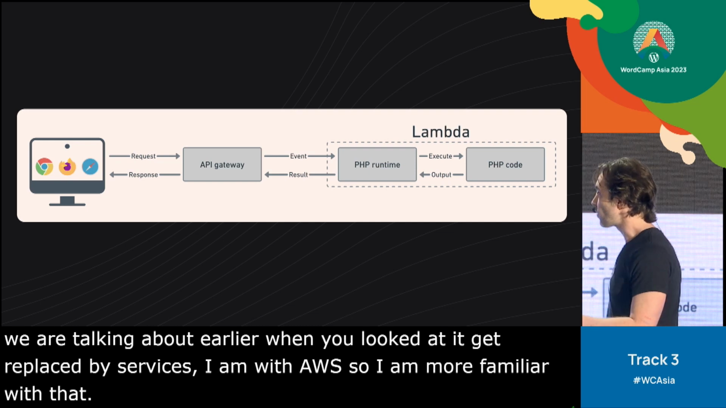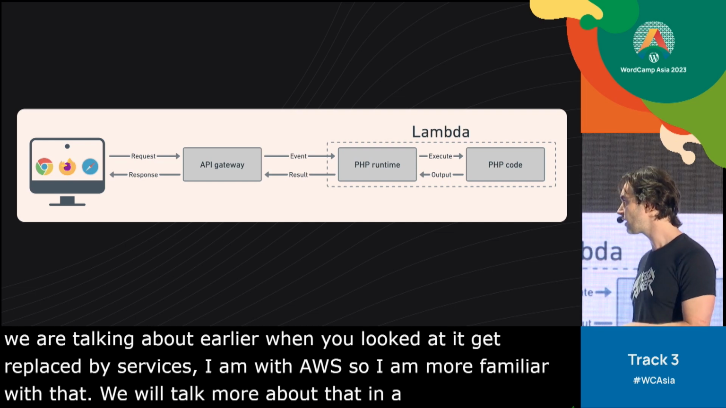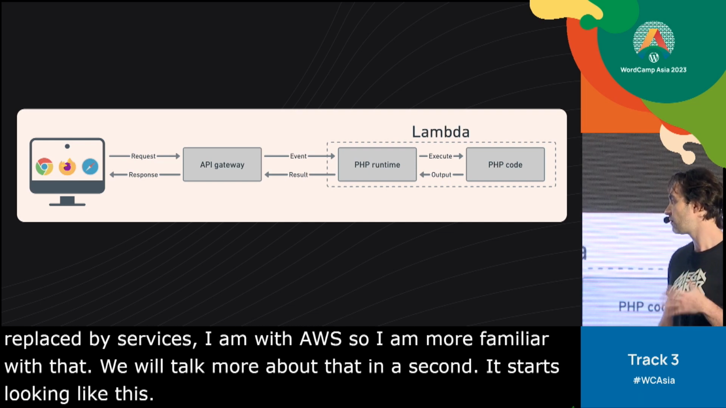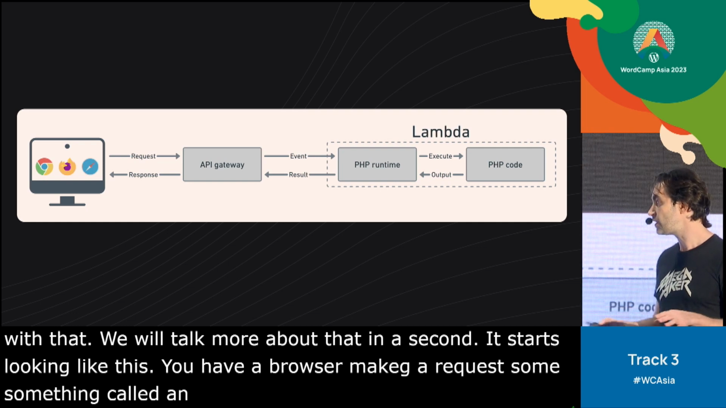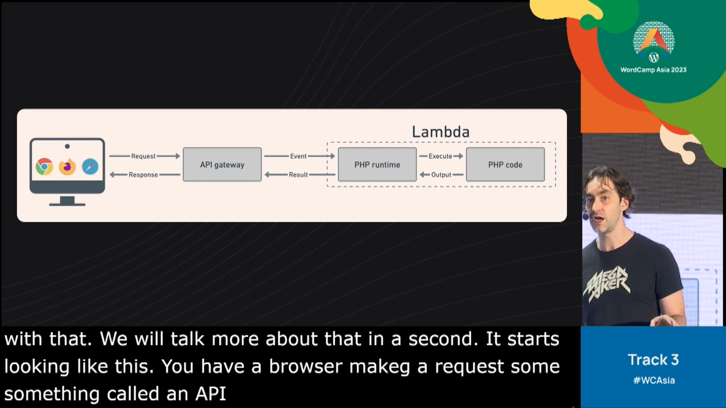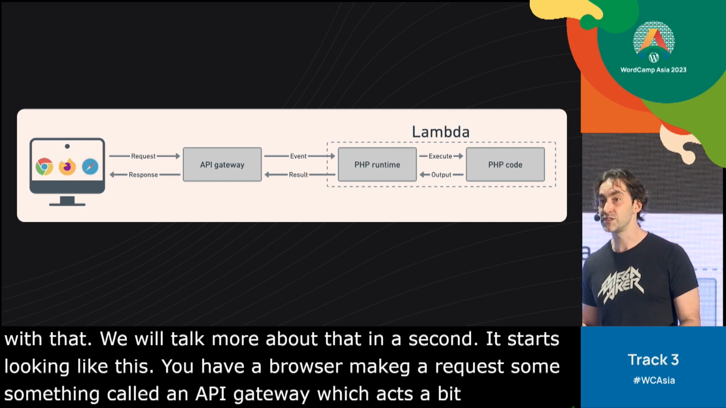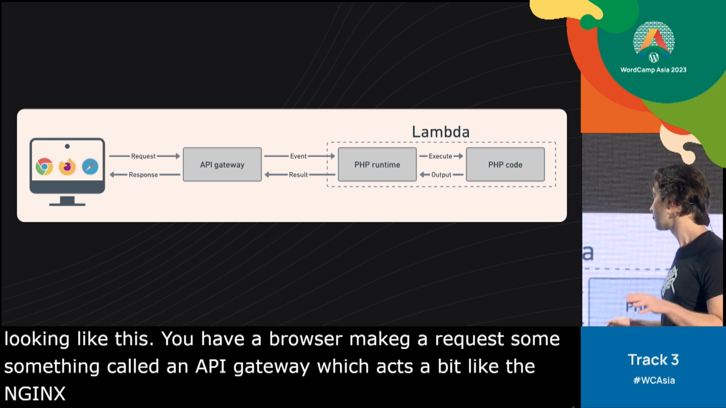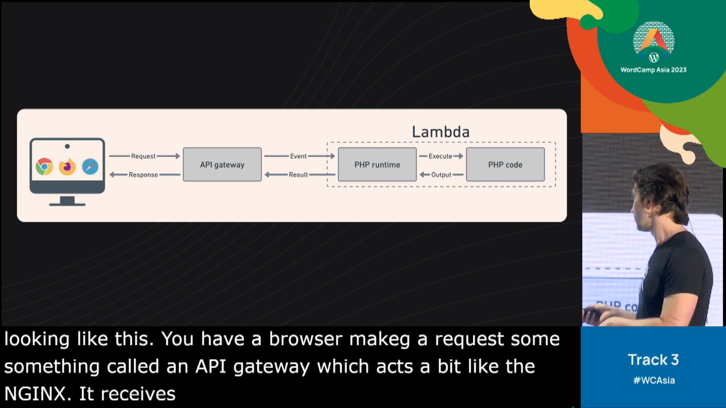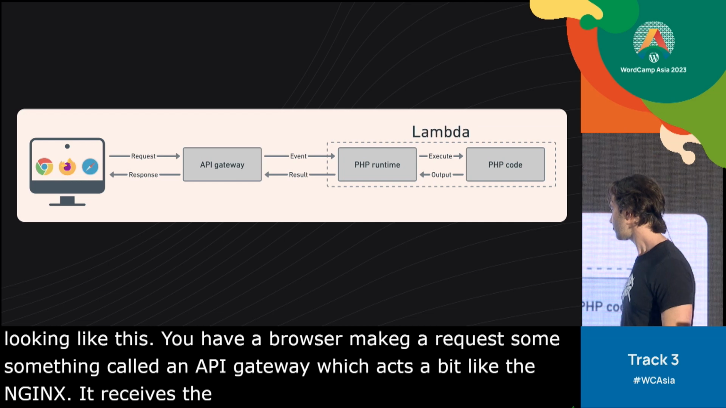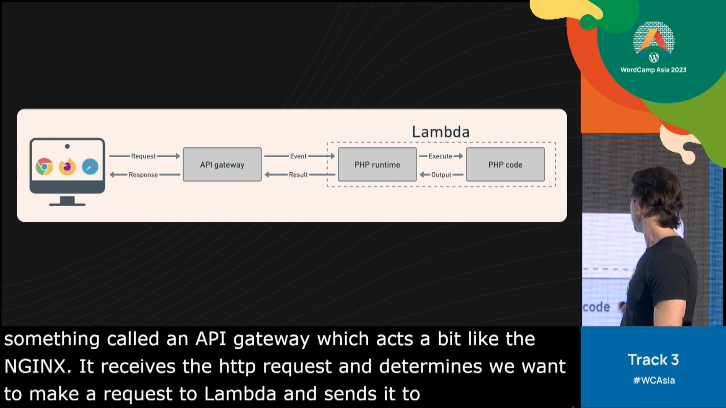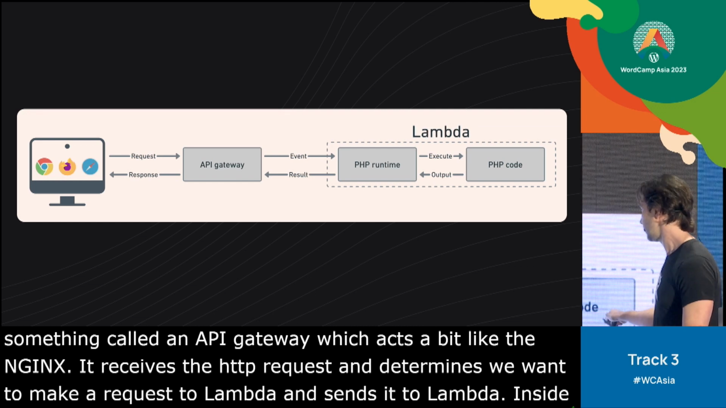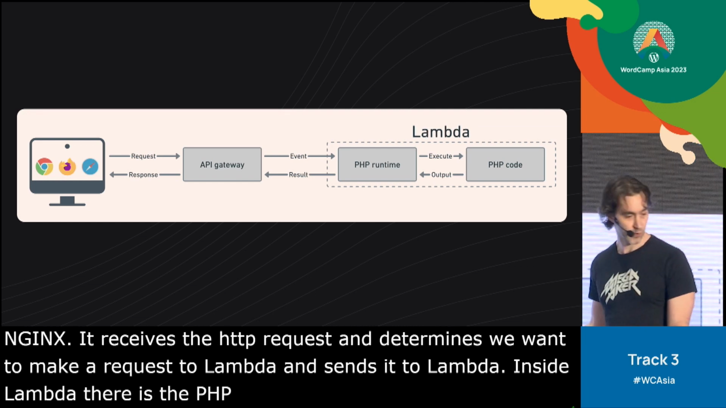So you have your browser making a request to something called an API Gateway, which acts a bit like your Nginx. It receives the HTTP request. It's like, okay, what's going on right now? It determines, oh, we want to make a request to Lambda, and sends it to Lambda. And then inside the Lambda, there's the PHP runtime and your PHP code. So your WordPress code would be here, and then there's a PHP runtime, which I'll explain in a second.